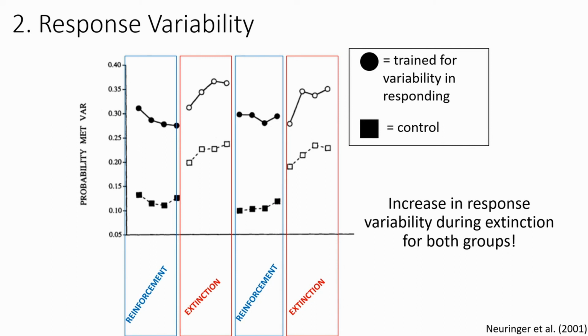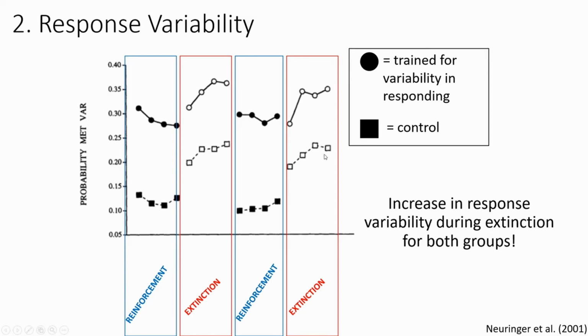And again, really, really cool: when we go back to reinforcement, they drop back down to the levels that are required by their different restrictions, but no more. So that increase in variability isn't permanent. It only happens when the extinction contingency is in place, which is just really cool.